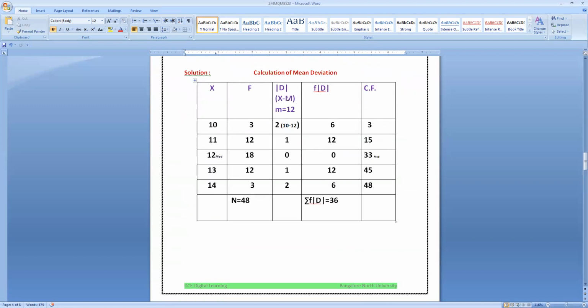Now, the next step is to fill the deviation column by taking x minus the median value of 12. So x is 10, median value is 12, the difference is 2. Though it is minus 2, we should not write the minus; we consider it plus only. 11 minus 12 is 1, 12 minus 12 is 0, 13 minus 12 is 1, 14 minus 12 is 2. Then we don't require the total of deviation; we require the f into d column for the calculation of mean deviation. The frequency 3 into 2 is 6, 12 into 1 is 12, 18 into 0 is 0, 12 into 1 is 12, 3 into 2 is 6. Then we add all the values of fd. Therefore, sigma fd is 36.